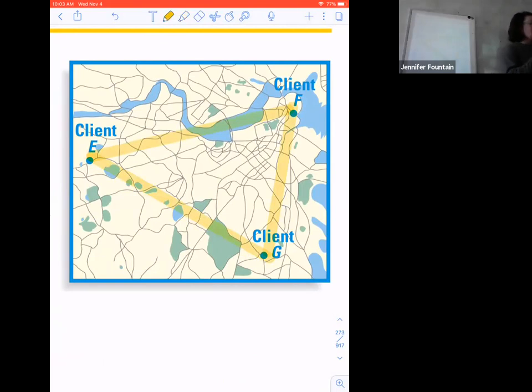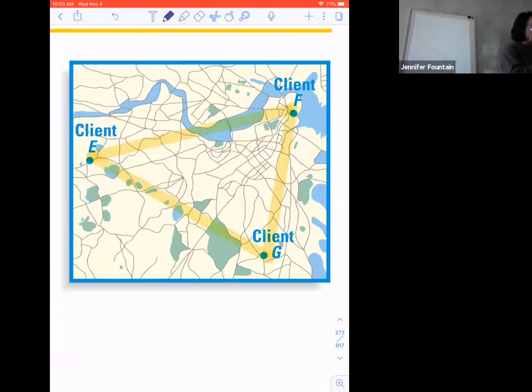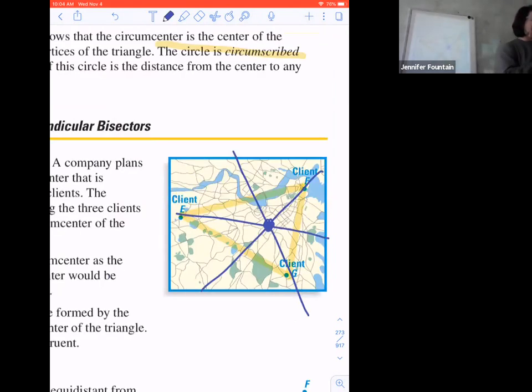If I was using my bisectors of my triangle, I could see that I would, and this is going to be a super rough sketch, so just know that it's not going to be exact. Let me go back. So I know I'd have a line going through there, a line going through here, a line going through here. So I could see that my midpoint, I'm bisecting each line, and like I said, I know they're not perfect, but it's just to give. The perfect drawing is down here.